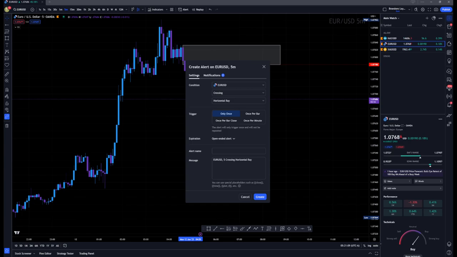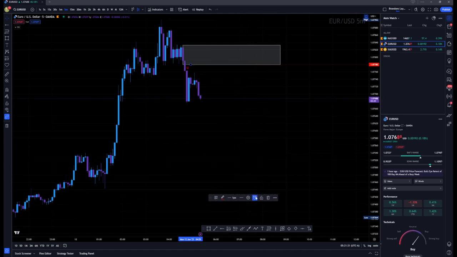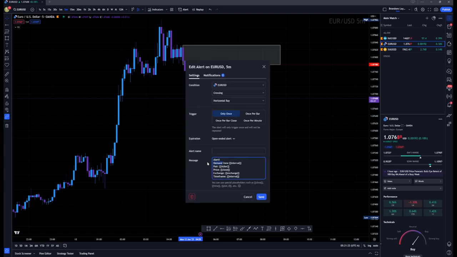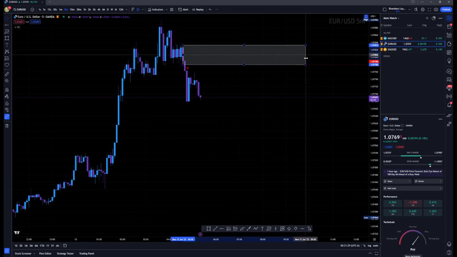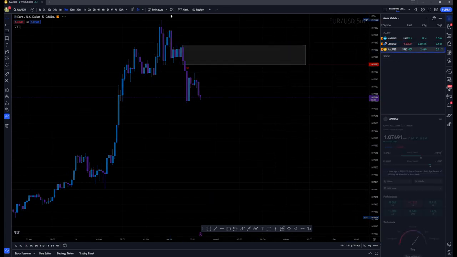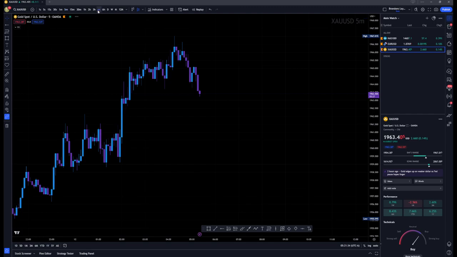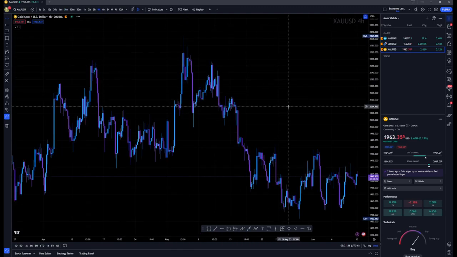Get my alert set up. All right. There's actually a supply zone. There we go. We're just going to wait. Let's look at gold. Looks almost the same.